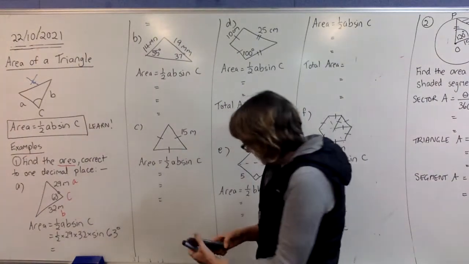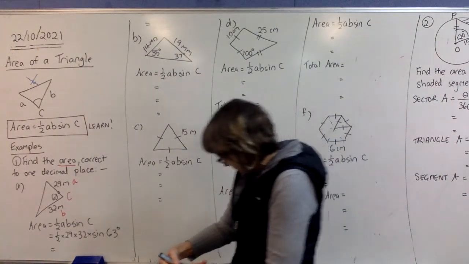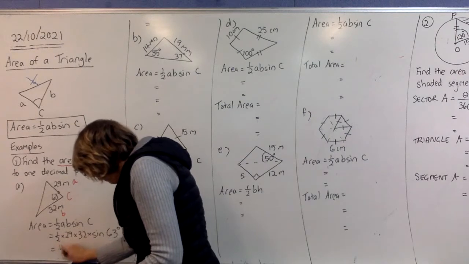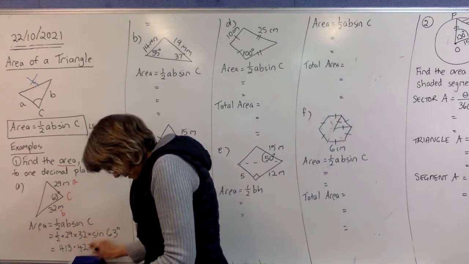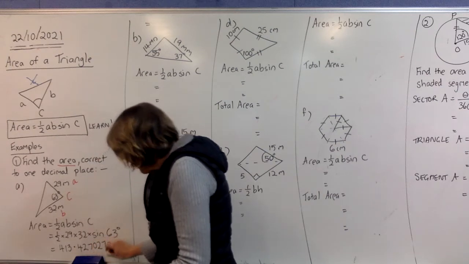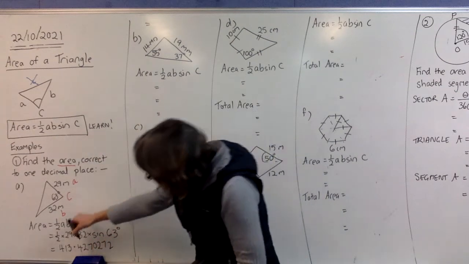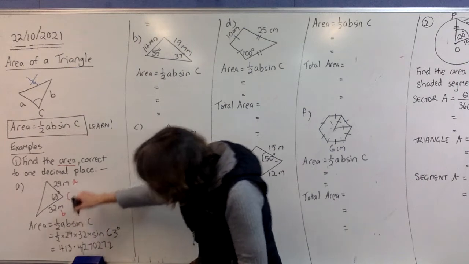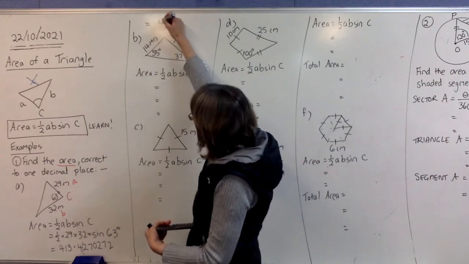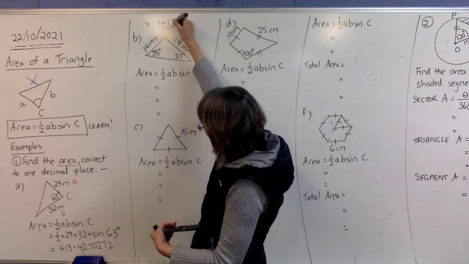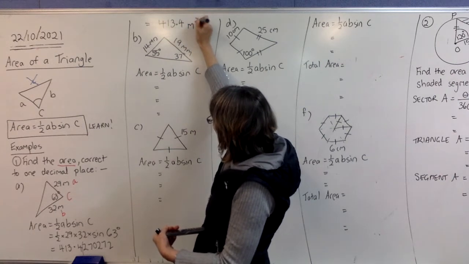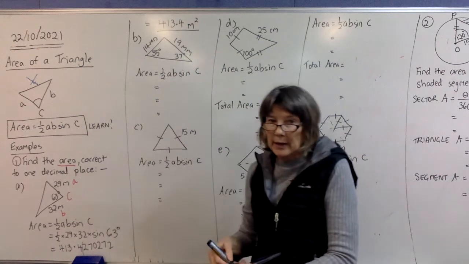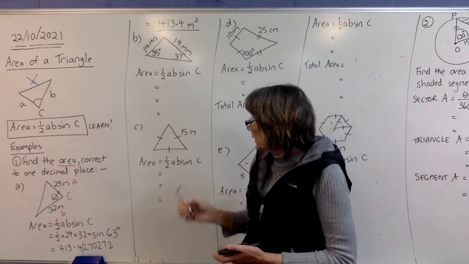Let's write that down. Okay, and we're going to one decimal place. So if you draw your line here, it's not going to change. It's 413.4 metres squared. We're finding an area. Make sure you've got square units on the end.